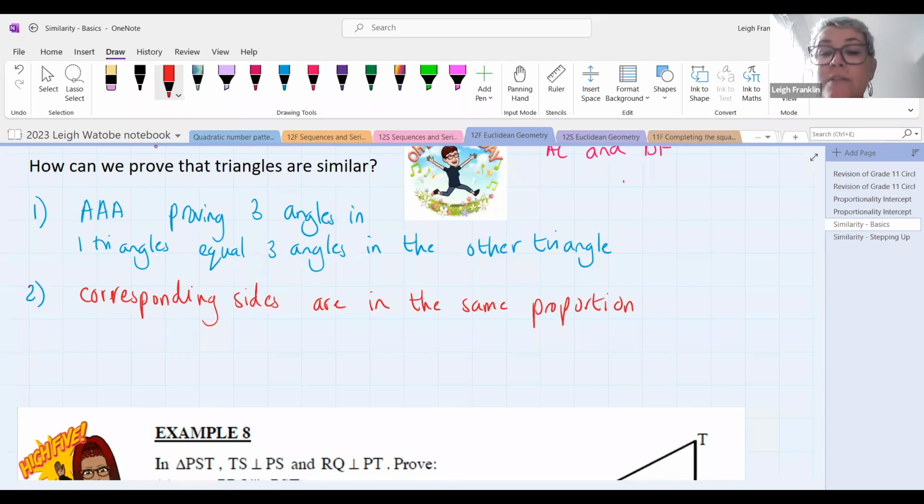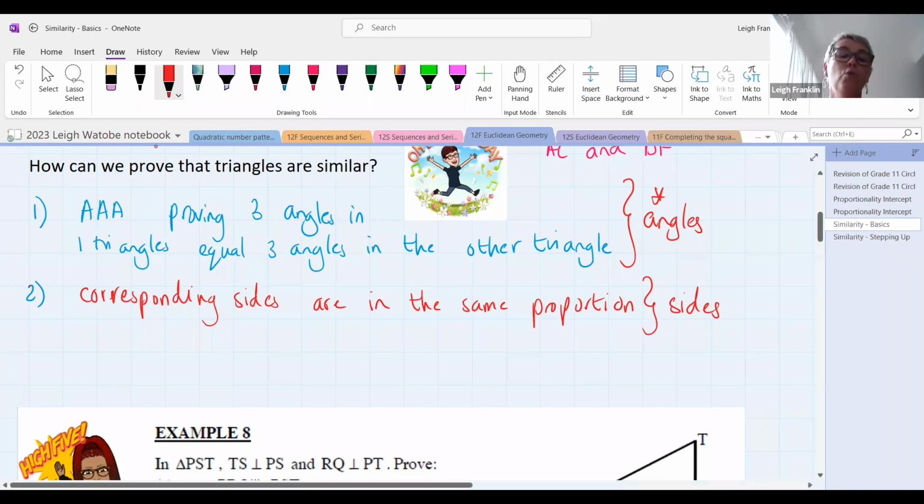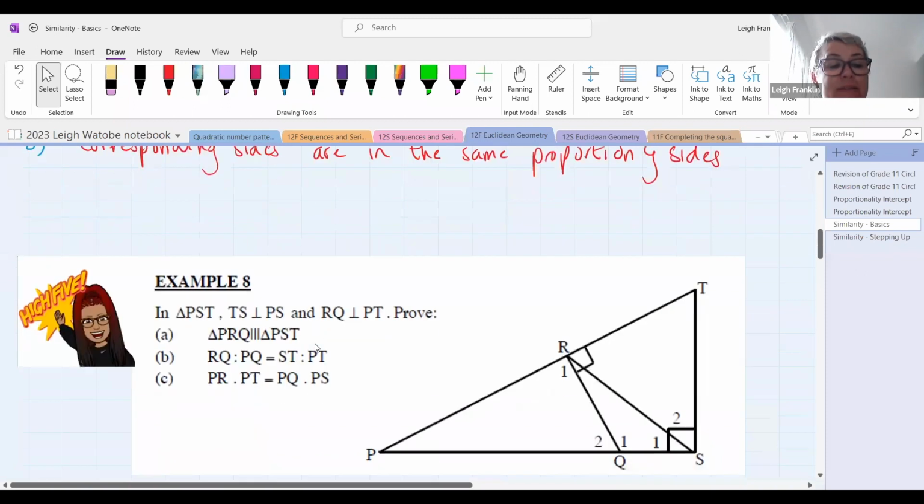So we would do this when we are working with angles, and we would do this if we were working with sides. So in today's lesson, we are only concerned with angles. We're not going to be talking about sides in the same proportion, or proving triangles are similar by using corresponding sides. We're going to worry about that in our next lesson. So let's jump into an example, and I can show you what it is that you need to look at and how all of this is set out.